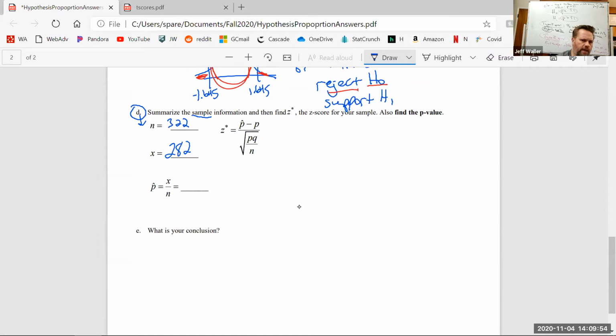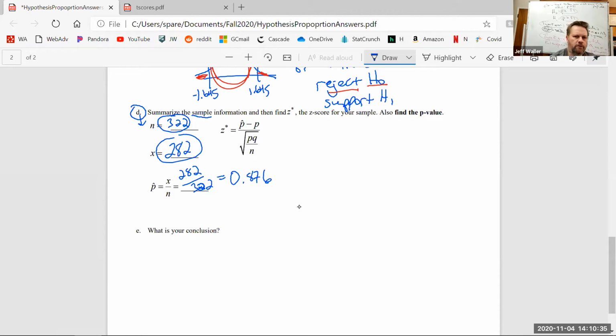So p-hat is, you have got to know how to make a percentage from some numbers I give you. So 282 out of 322. So 282 divided by 322. What do you guys get for that? 0.876. Notice how I don't give the first care about q-hat. I don't need q-hat.